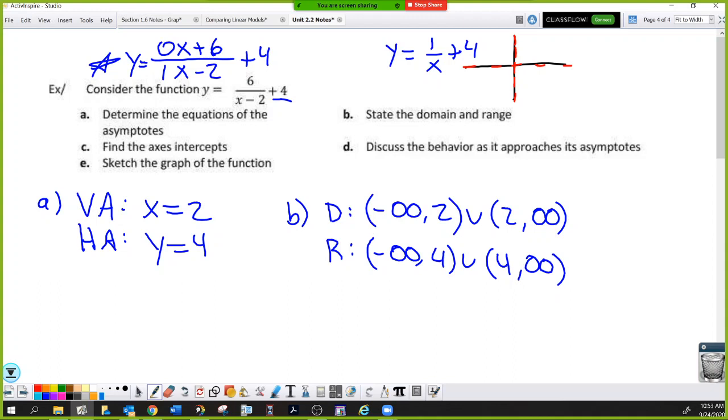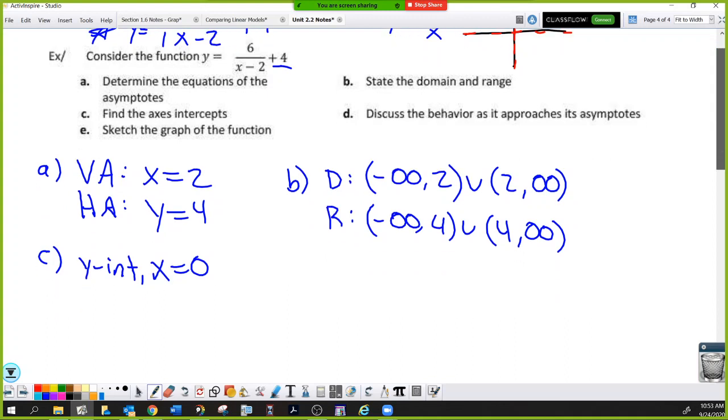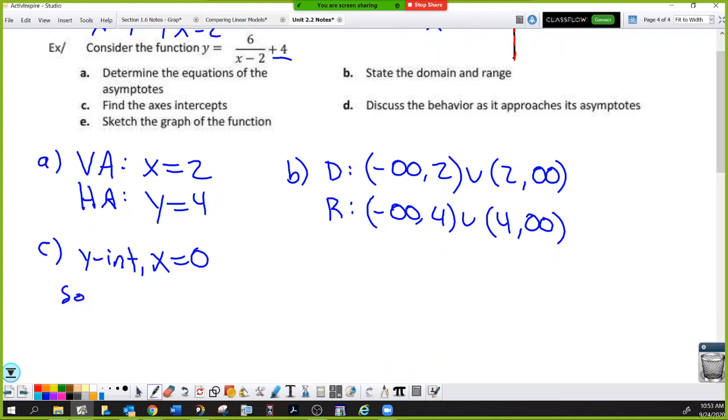Well, the easy one, just like before, is finding the y-intercept. That's always easy, because when you're on the y-axis, x equals 0, right? So ABC. Let's do the y-intercept, which implies that x equals 0. So we plug in x equals 0, and what we get is y equals 6 over 0 minus 2 plus 4. That's negative 3 plus 4, positive 1. We cross through the y-axis at positive 1. Comfortable with that? That's not too scary.